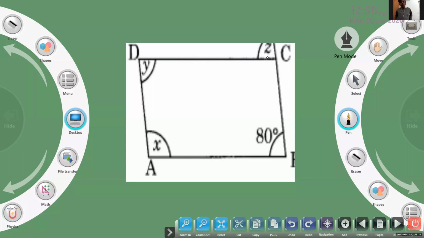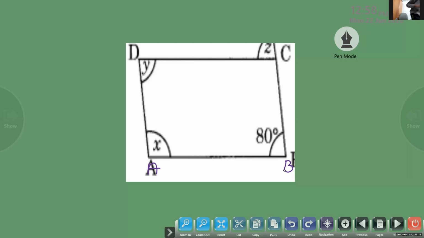Okay, given is a parallelogram ABCD. Draw it in your book. Then this angle is X and angle B is 80 degrees, and angle D is given as Y and external angle C is Z.